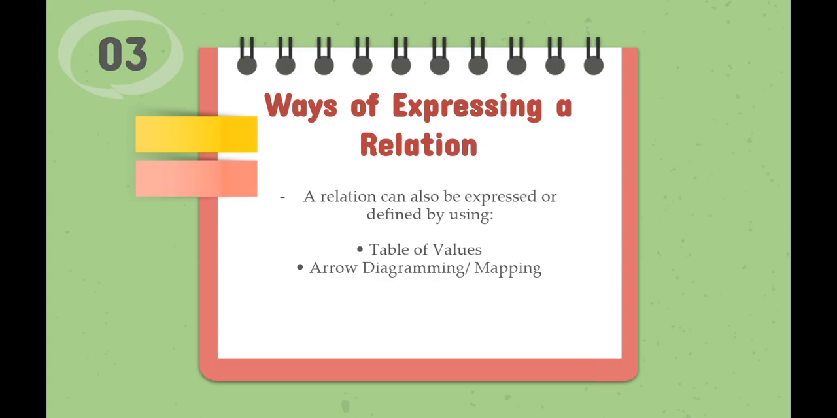In a relation, we have the ways of expressing a relation. A relation can also be expressed or defined by using table of values and arrow diagramming and mapping. Sa pag-express ng relation, meron tayong dalawang klase. We have the table of values and the arrow diagramming or mas kilala as mapping.